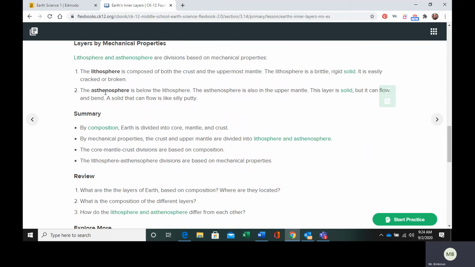The asthenosphere is what is below the lithosphere. This is also in the upper mantle. This layer is a solid, but it can flow. So it's kind of like road tar before it solidifies, if that makes any sense.